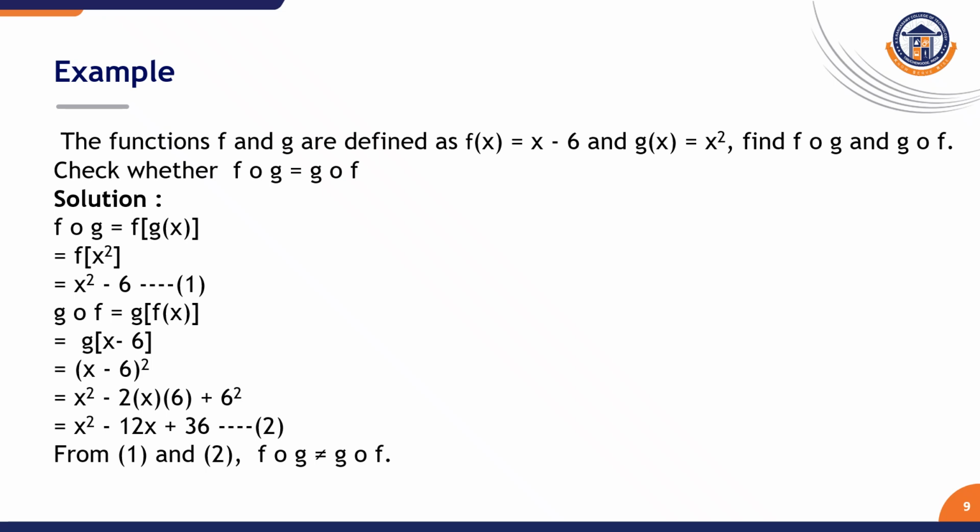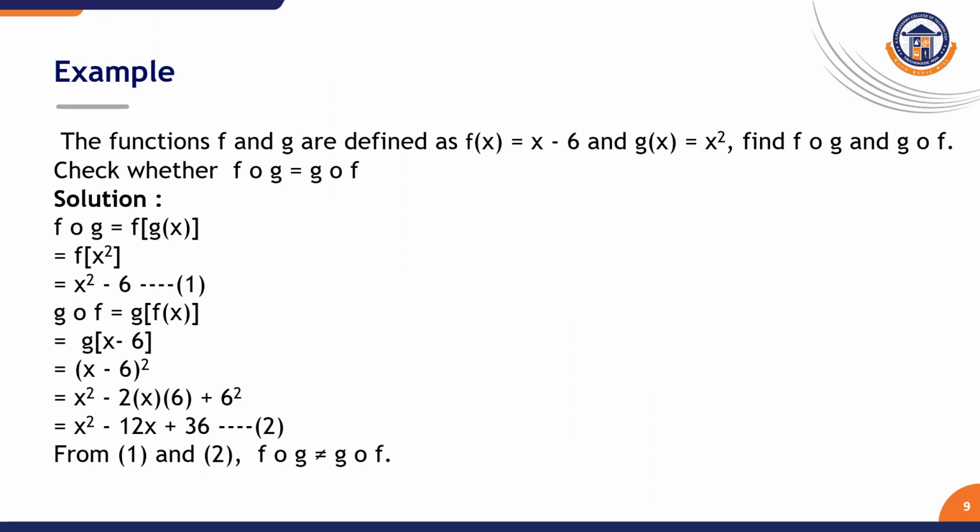Next, let us see one example. The functions f and g are defined as f(x) = x - 6 and g(x) = x². Now let us find f composite g and g composite f and check whether both are equal or not. Now f composite g, let us calculate, that can be written as f(g(x)) by the definition. That is equal to f(x²) since g(x) is defined as x². So f(x²) means x² - 6.